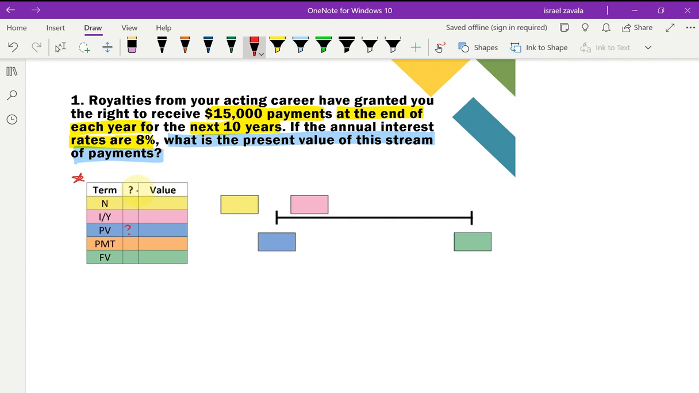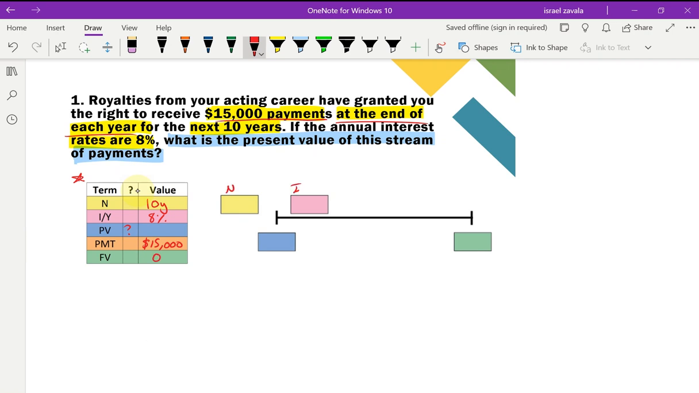Let's go through the terms from top to bottom. N, number of years, is 10 years. Interest rate is 8%. We're skipping present value. And what are the payments? Look here, $15,000 payments. It says payments, right? At the end of each year. So we're going to put $15,000. In this case, you're receiving them, so that's going to be a positive 15,000. And what about future value? There's no mention of a future value amount, so we are just going to leave that as 0.